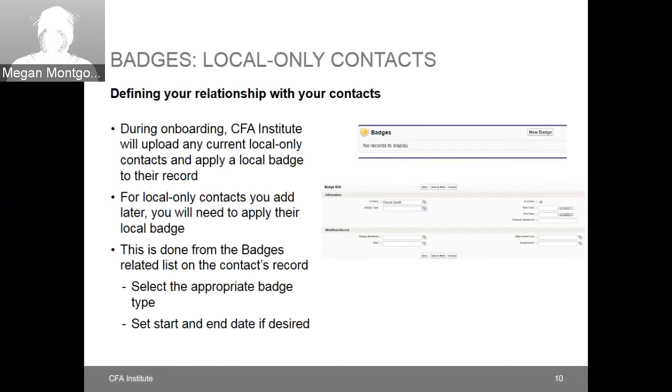So again, this is done from the badges related list on the contacts record, which we'll take a look at in just a second. And basically all you have to do is drill in to select the appropriate badge type, and then you have the ability to choose start and end dates if you would like. So if you have a set local member term, you can go ahead and enter the dates for that if you would like.